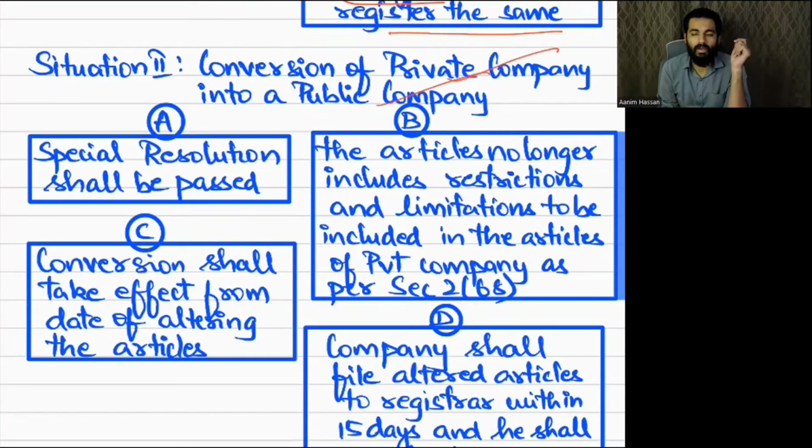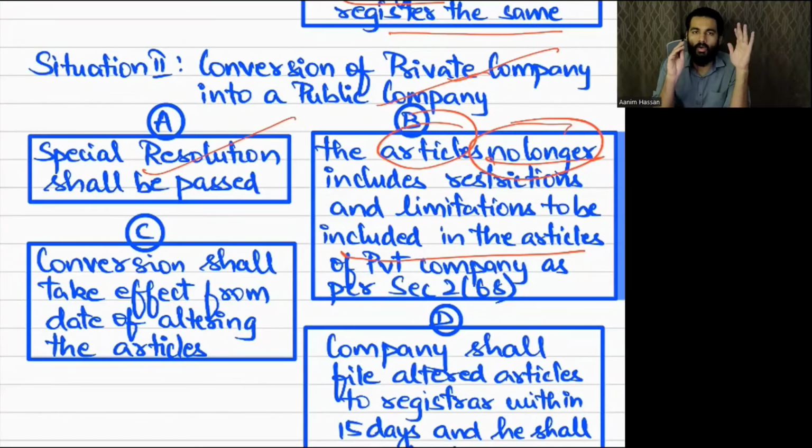But if it is a conversion from private to public company, what to do? First pass a special resolution. Then in the articles, you no longer need to include certain restrictions. What restrictions? Members maximum 200. Next, restriction on transfer of shares by members. Third, prohibition on offering our securities to the public. These three are prohibited in case of a private company. Now because we are converted to public, we no longer need those three restrictions in the articles. Yes or no? Yes.